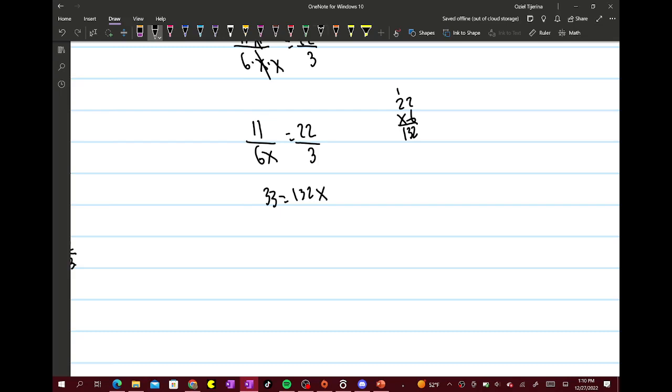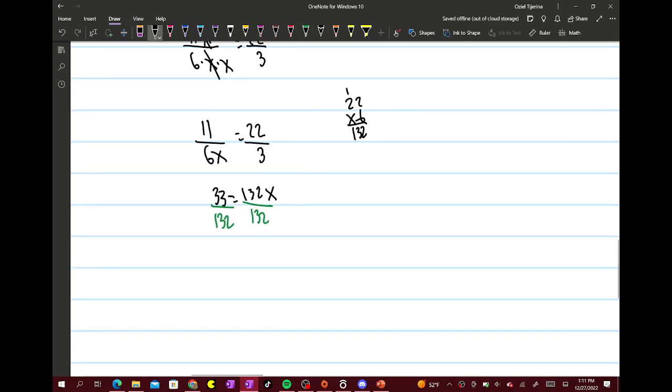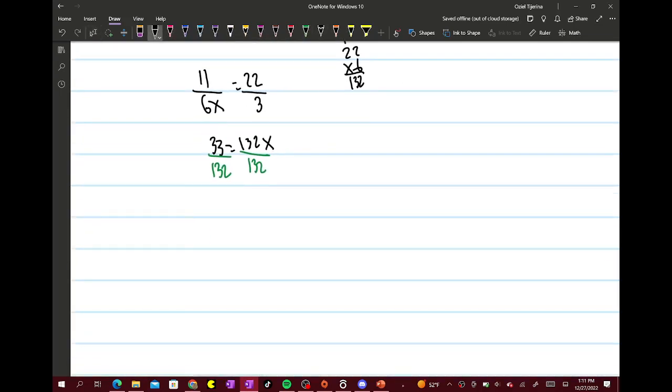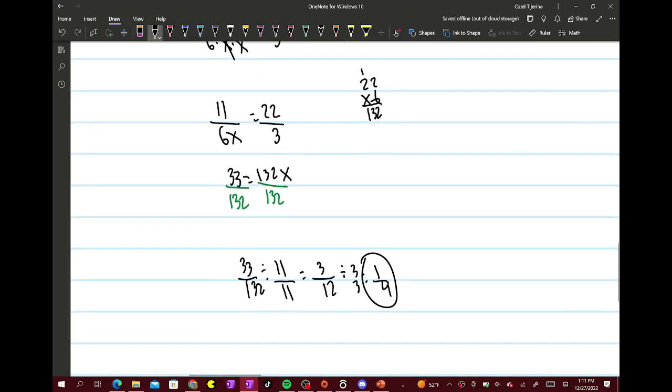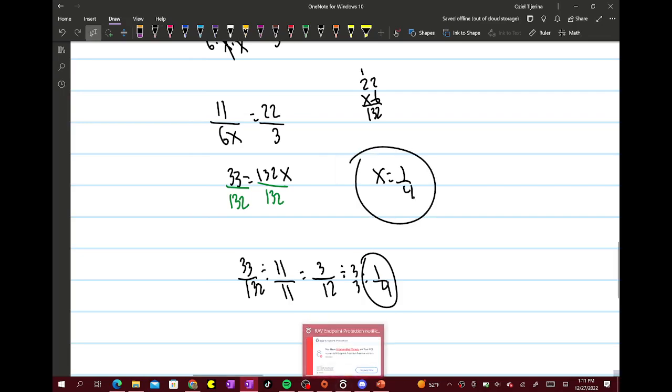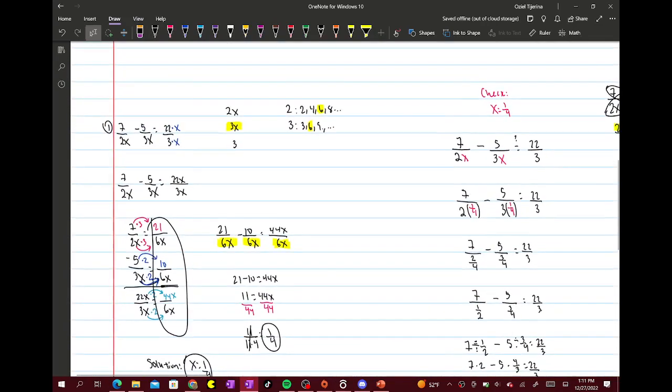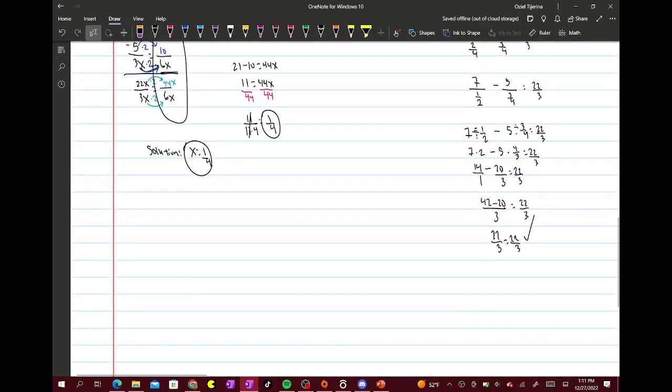132x, and so then you would divide by 132 on both sides, and so 33 over 132, if you divide this by 11, I think, right? I think that's what you divide it by. This would be 3 over 12, and then if you divide it again, this would be 1/4. So your answer is x equals 1/4, right? That's another way to do it, and it's the faster way, in my opinion. But you can take any method that works for you.